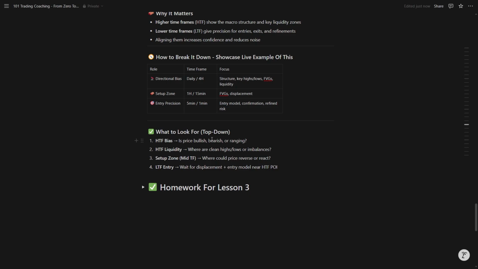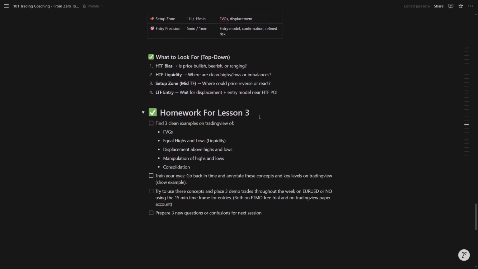Higher time frame bias: is price bullish, bearish, or ranging. Higher time frame liquidity: where are clean highs and lows or imbalances. Setup zones: where could price reverse or react from. And lower time frame entry: you wait for your confirmation based on the key levels above and the higher time frame zones, and that's really it. So for your homework, this is going to be more of a practical homework.